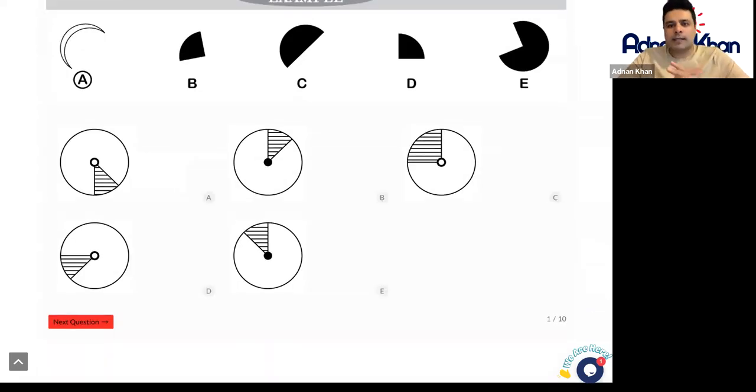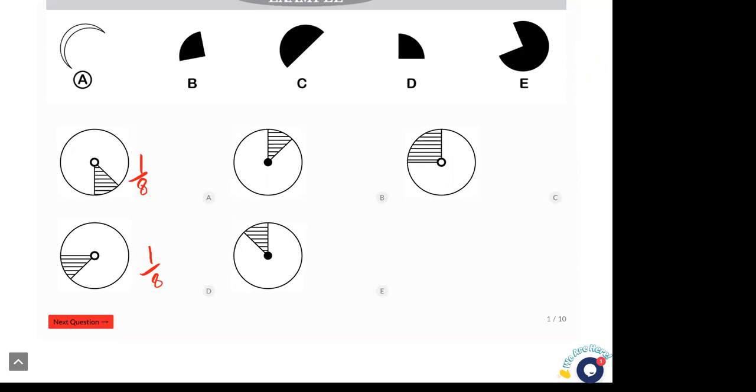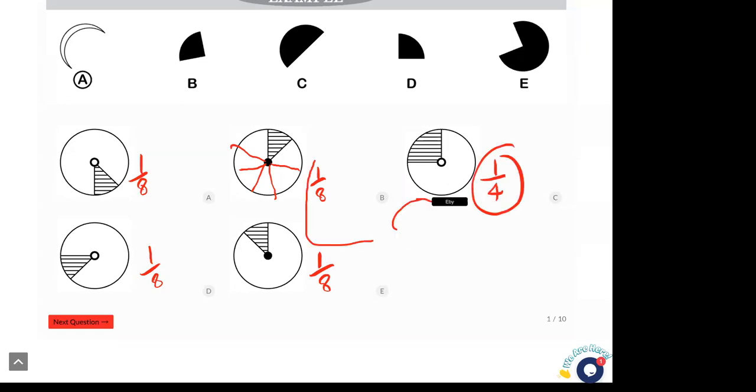Okay, so let's have a look at these ones. Which one is unlike the others? If I look at these, roughly speaking, 1/8 is shaded there, 1/8 is shaded there, about 1/8 is shaded here, 1/8 is shaded here. So if you were to make the pies and add them up, it comes to roughly about 1/8. And here we've got a quarter. Can you see the difference now?